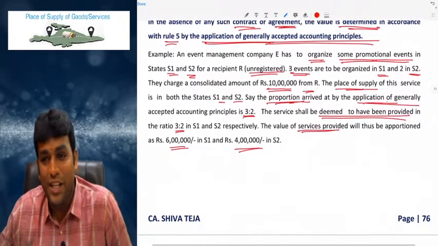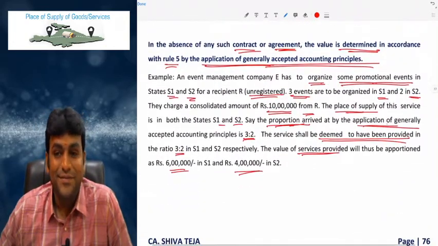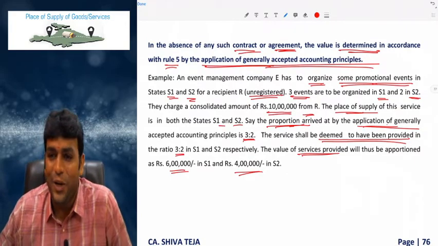That is the meaning of GAP, which means generally accepted accounting principles. Clear? And the story is given by Rule 5, my dear friends. Rule 5 of which rules? IGST rules.